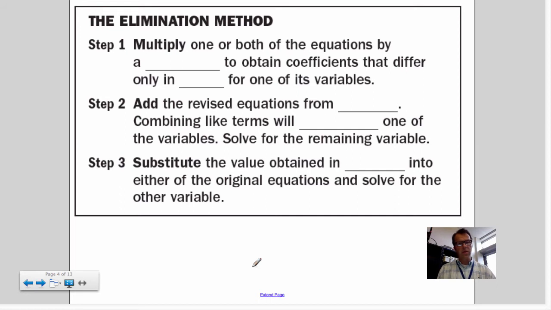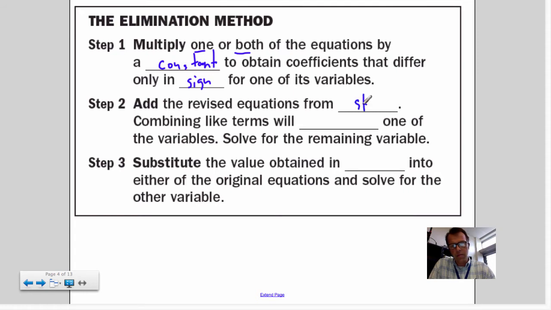For the elimination method, typically we do this if we can't use the substitution method. Step one, we multiply one or both of the equations, and we'll give you an example of each case, by a constant to obtain coefficients, the numbers in front of variables, that differ only by the sign of one of the variables. We'll show you what that means in an example. Step two is to add the revised equations. Again, that's why some people call this the addition method.